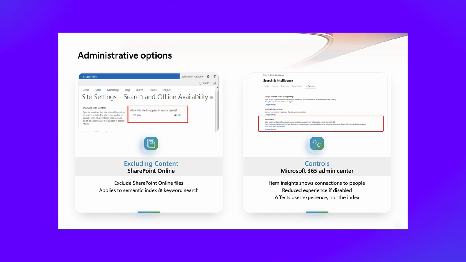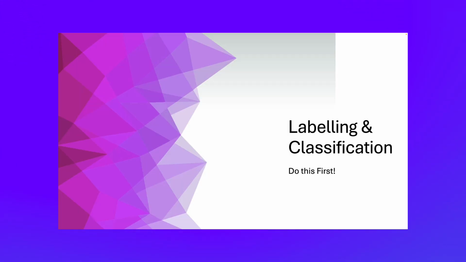So the search and intelligence, super important there. You've also got controls in the 365 Admin Center. Again, I'm going to go into that in a moment. So again, what exactly do you want indexed? What do you want Copilot to be able to see?